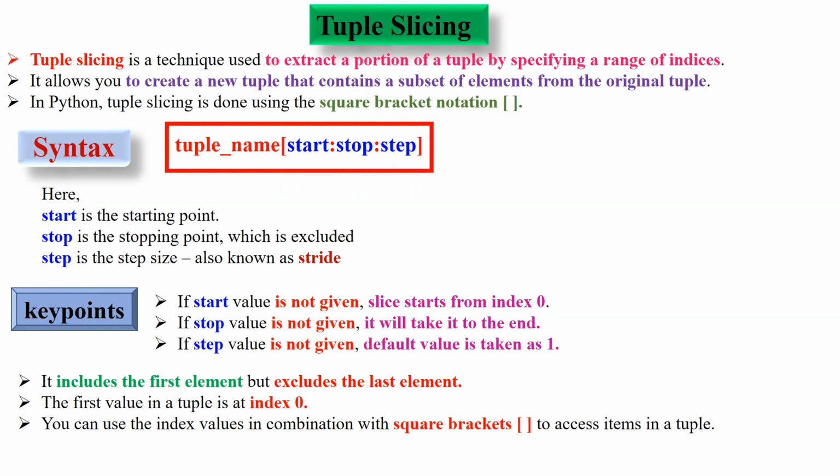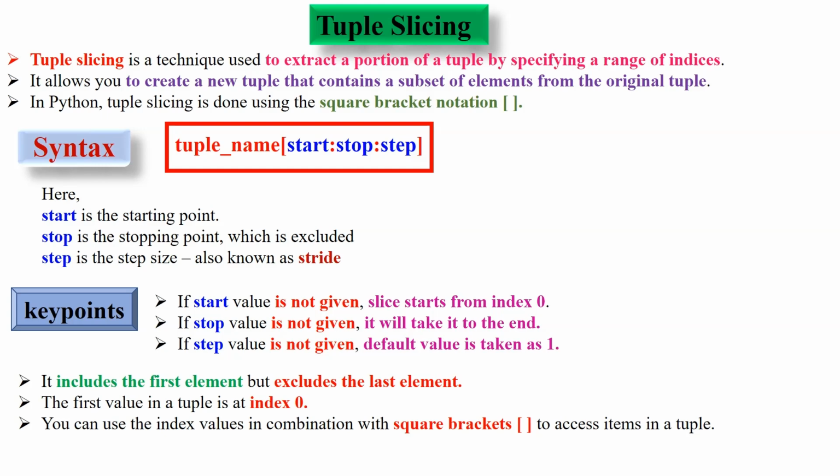Tuple slicing is a technique used to extract a portion of a tuple by specifying a range of indices. It allows you to create a new tuple that contains a subset of elements from the original tuple. A slice of a tuple is basically its subtuple. In Python, tuple slicing is done using the square bracket notation. Here's the syntax for tuple slicing: tuple_name[start:stop:step].